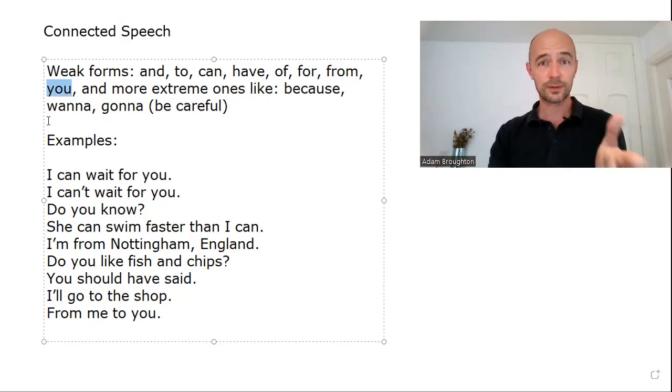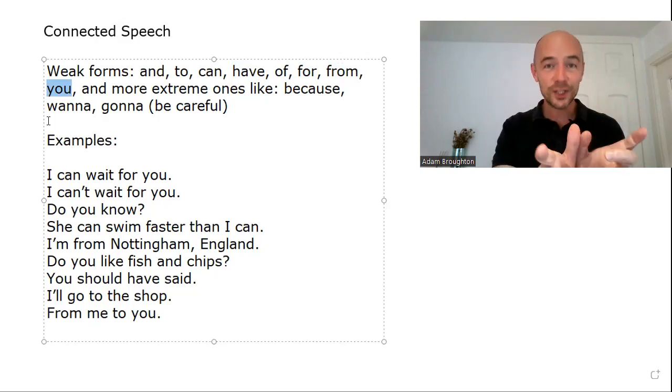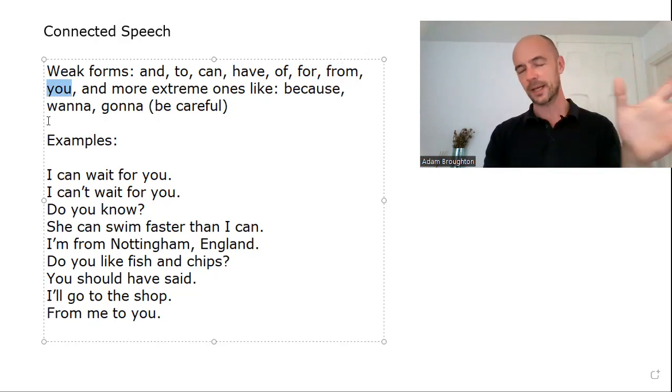What do you want? What do you want? So what, the T almost disappears. What do you want? So it's really, really important. And these are the most common, but there are many, many more.